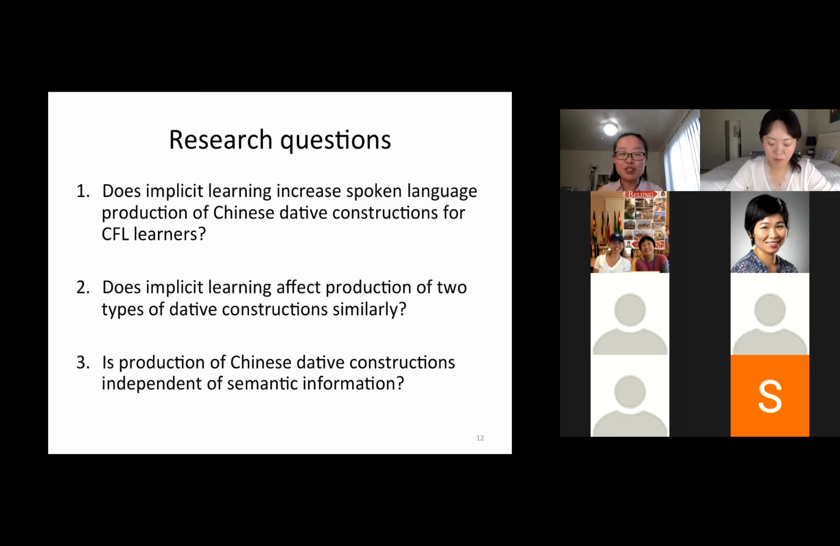The third question is whether production of Chinese dative constructions is independent of semantic information. So how do we measure semantic information?